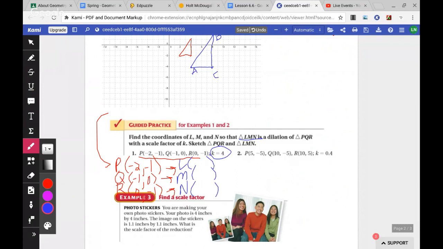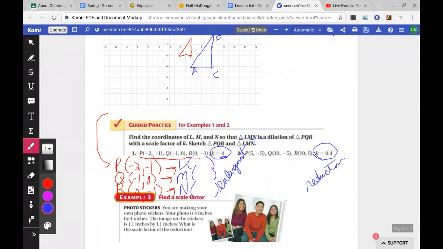For guided practice number 1 right here, the scale factor is 4, so it's going to be an enlargement. In number 2, the scale factor is 0.4. That's less than 1, so it's going to be a reduction.